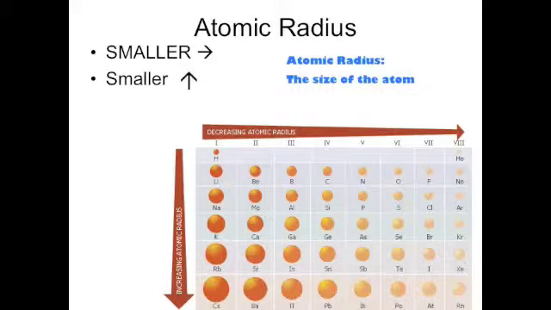The second part of atomic radius and the trends behind it is a little more obvious. As you move down the periodic table, the elements get bigger because you have an extra level of electrons. You have a whole other shell on the outside. So that's pretty much atomic radius in a nutshell. No pun intended.